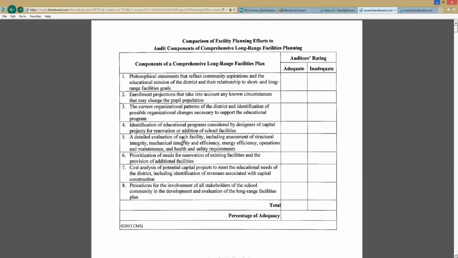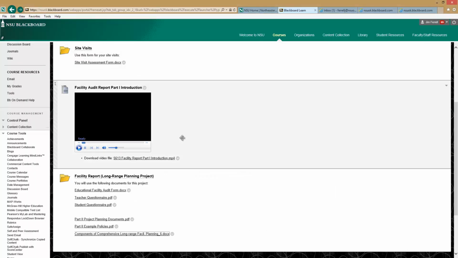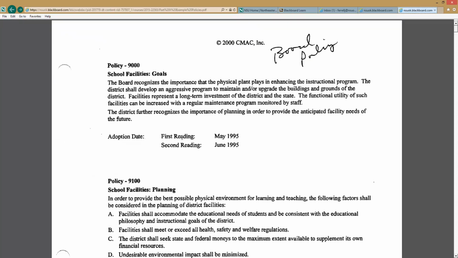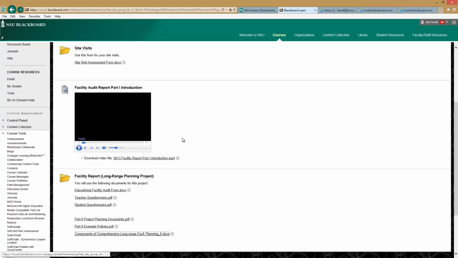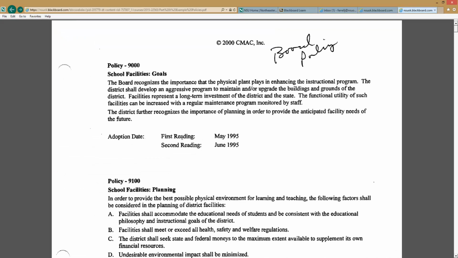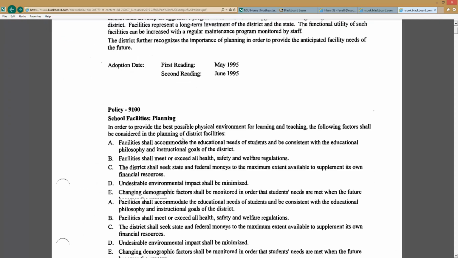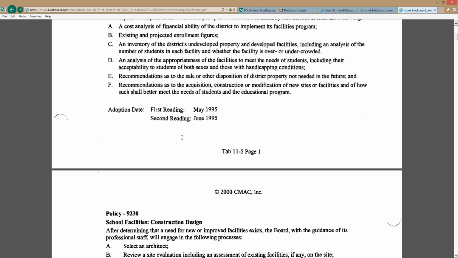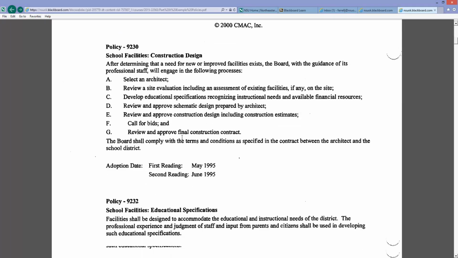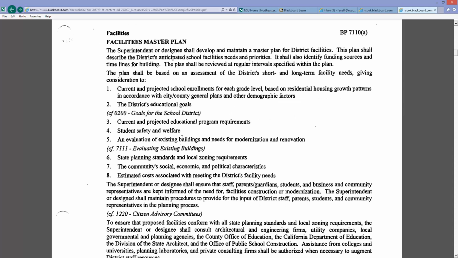Now, many times, especially in small districts, you're going to find that your district does not have a long-range planning document. They just don't do it. And so in that case, if you see here, what I have is example policies. I want you to use this right here. This is where it says board policy at the top. This is the example policies. I want you to use this as your policy. If your district does not have any policies, then I want you to use this one. Okay?